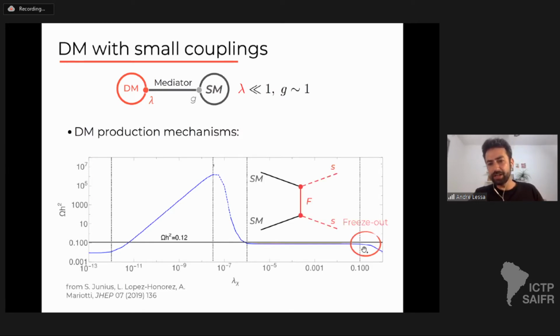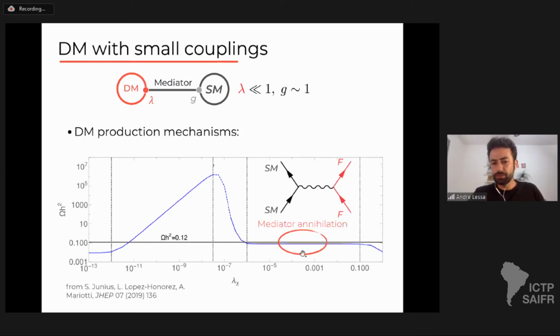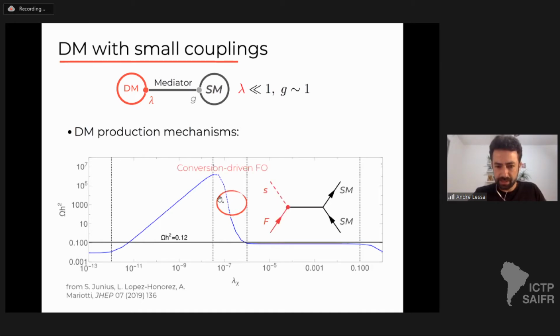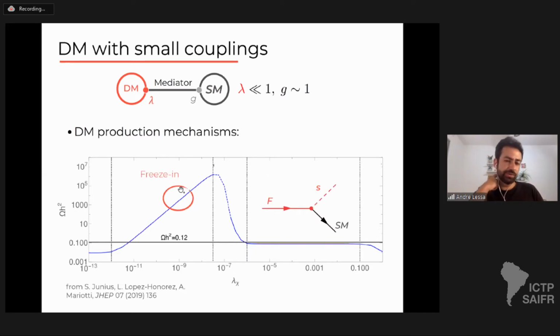So for very high or large couplings, we have the typical freeze-out mechanism, and here we would be in the WIMP scenario. If we go to slightly smaller couplings, basically the dark matter relic abundance is controlled by this mediator annihilation process. As we go to even smaller sizes of the coupling, then we enter this conversion-driven freeze-out, where one of the main players is this co-annihilation and conversion rate between dark matter and the mediator. And finally, for very small couplings, we have the freezing, which can be through scatterings or decays of this mediator.